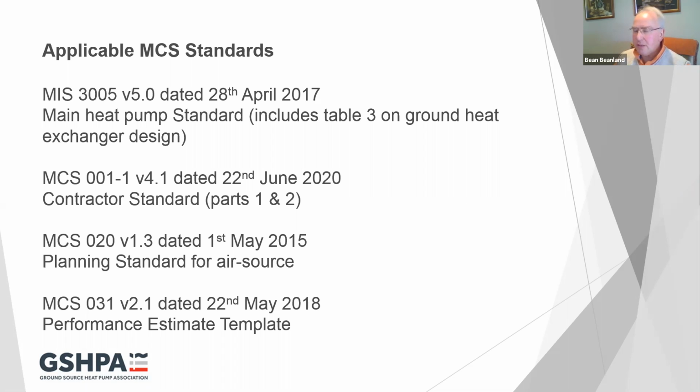There are one or two others that perhaps don't necessarily register so much with domestic installers. There's the 70 kilowatt document, which allows MCS certified systems for single dwellings that require more than 45 kilowatts to obtain certification, and one or two others. But those are the principal standards that installers of domestic ground and air source systems should be worried about.